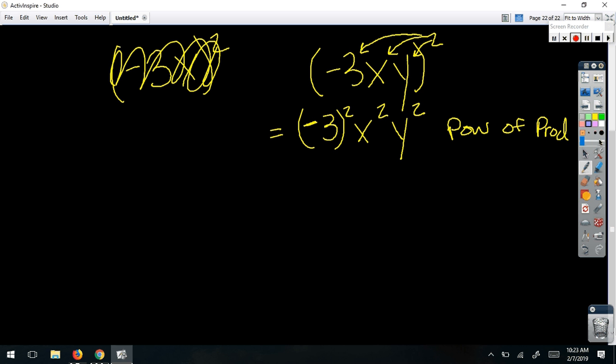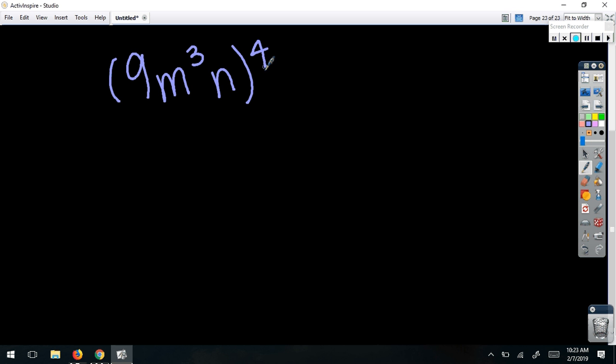Let's do another one. So let's say I have 9m to the third n raised to the 4th power. Same thing. What's happening inside the parentheses? It's being multiplied. So if I'm multiplying, power of product tells me I can distribute here.